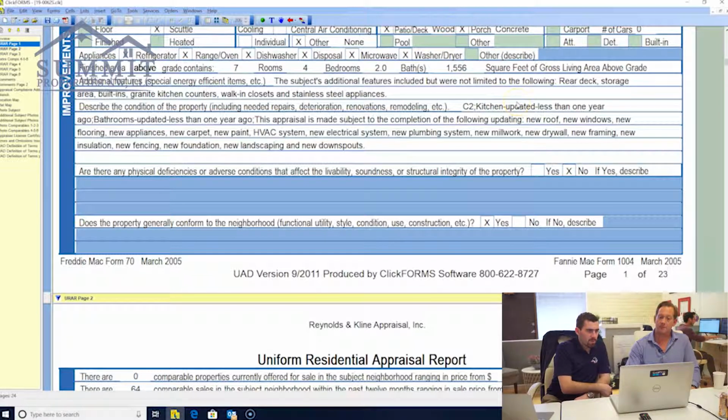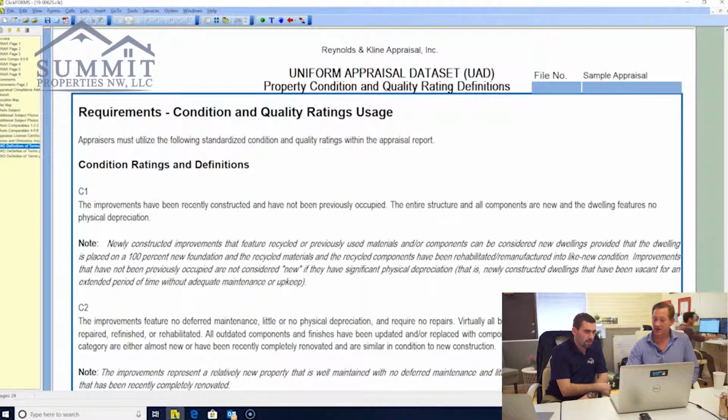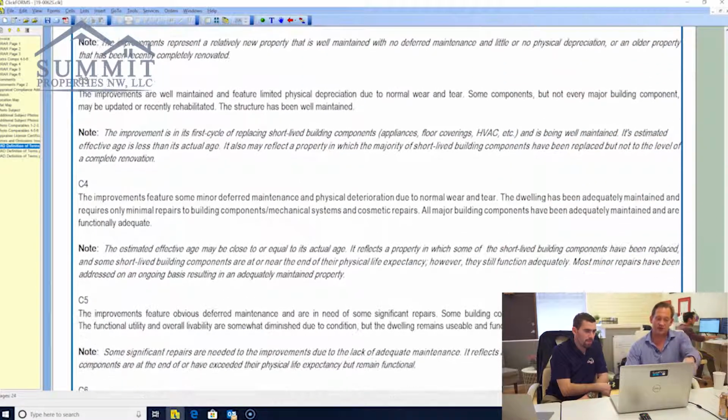Sometimes I see baths as 2.1. Yeah, Fannie Mae a few years ago decided to make it more clear, and instead of it being 2.5 baths, it's 2.1 baths, which means a half bath, meaning just a sink and toilet, no shower. Got it. So those are the descriptions there.